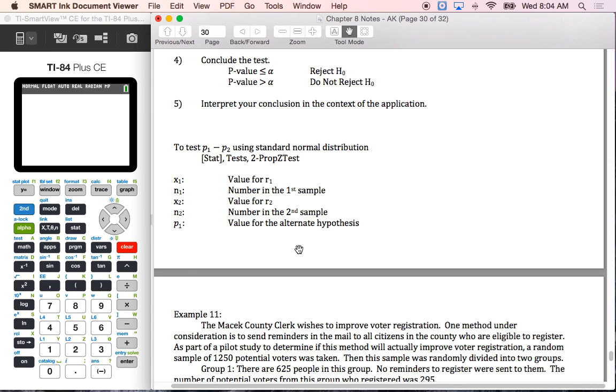Now remember, when you do proportions, you're running a z-test, but it's not a two-sample z-test, it's a two-proportion z-test. So you have to make sure you choose the right z-test. If you try to do a two-sample z-test, you'll see you need to have your X bar and your sigma, and you will not find that anywhere in your problem. So if you don't have those, then you have to be doing the two-proportion z-test.